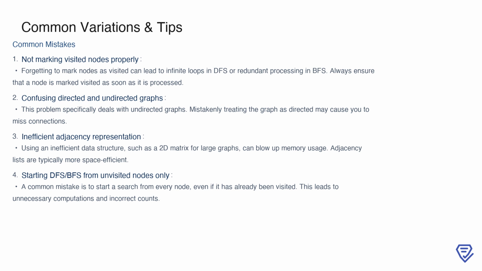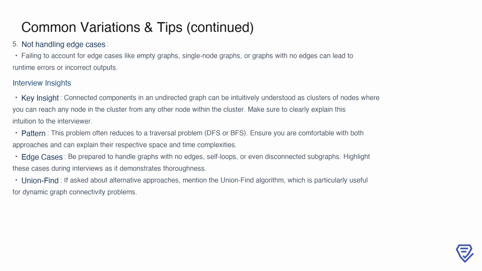Lastly, starting DFS or BFS from nodes that have already been visited is a common error. This adds unnecessary computations and can throw off the component count. Always ensure searches begin only from unvisited nodes. Another mistake to watch for is neglecting edge cases. For instance, empty graphs, single-node graphs, or graphs without any edges can easily be overlooked, leading to runtime errors or incorrect outputs.